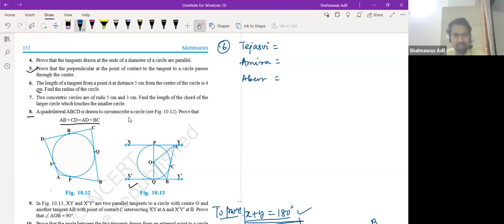Whenever you have difficulty in understanding a question, understand the question part by part. The length of a tangent is 4 centimeter. Break the question. Forget about this part. The length of a tangent is 4 centimeter from a point A, and A is at a distance of 5 centimeter from the center. So this is the second part. I got 3 centimeter. So Tejasvi is getting 3 centimeters.